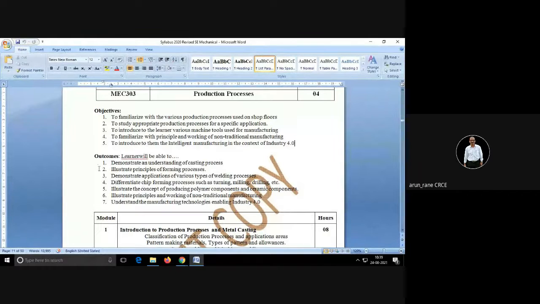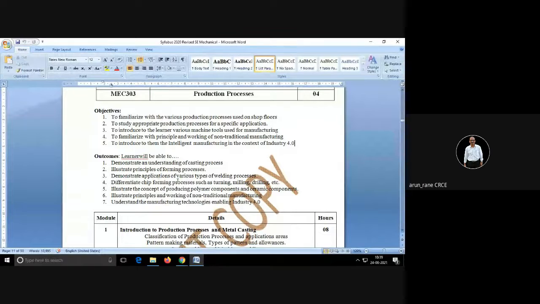So what should be the outcomes? That is what you should deliver as a student. So you should be able to demonstrate a casting process. See, we have objectives, and then outcome is a subset of objectives. Outcome is a subset of objectives.